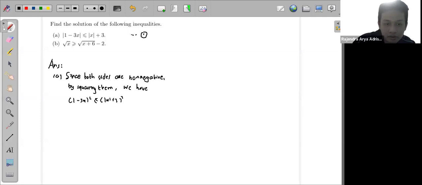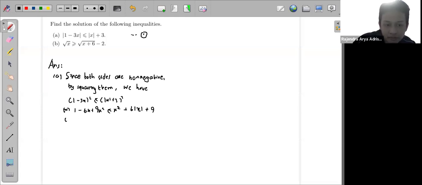Okay, we go simplify this. It will be 1 squared is 1, 1 times 3 times 2 is 6, 6x, negative 3x squared is 9x squared, less than or equal to, here, absolute value of x squared is just x but squared. And the second term is absolute value of x times 3 times 2 will be 6 absolute value of x. Plus 3 squared is 9.